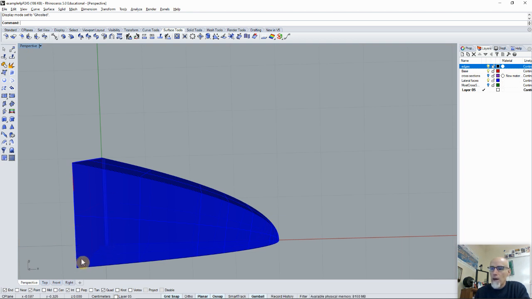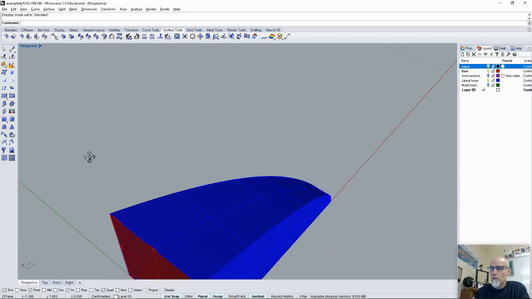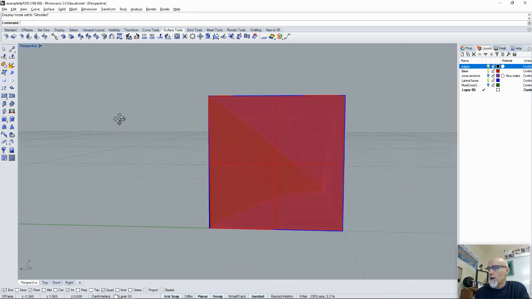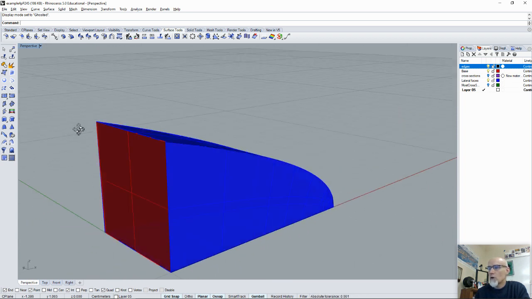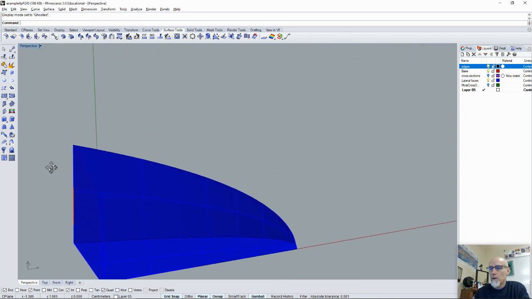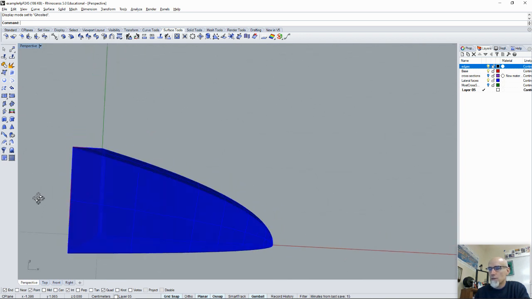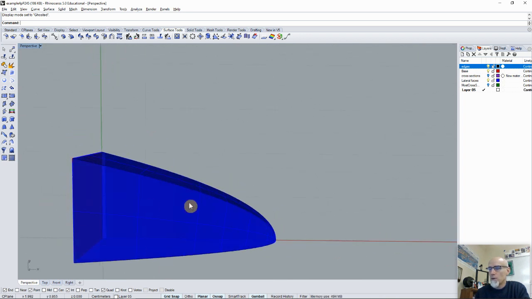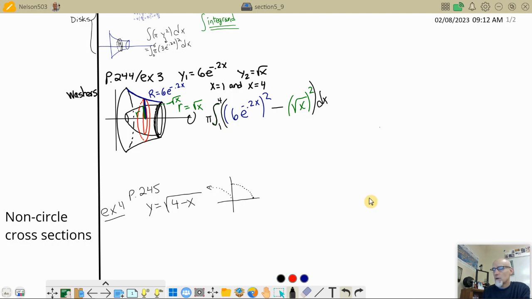Now, this back face is just a square. That back face is a square. And so every cross section perpendicular to the x-axis is going to be a square. So when we think about how we are going to set up our integrand, well, let's do a little bit of work right now.